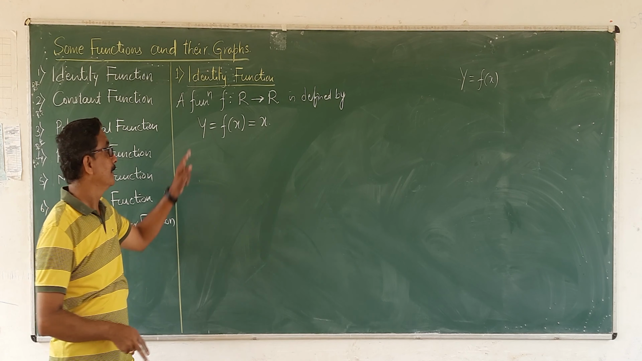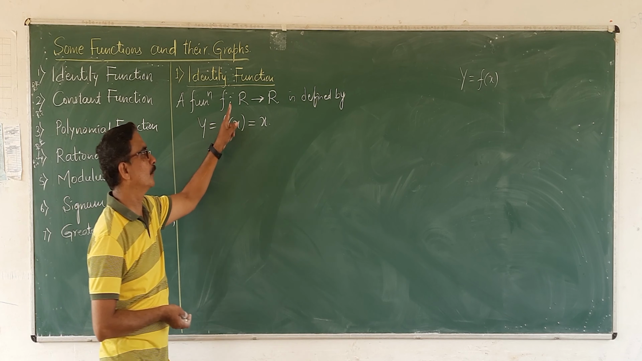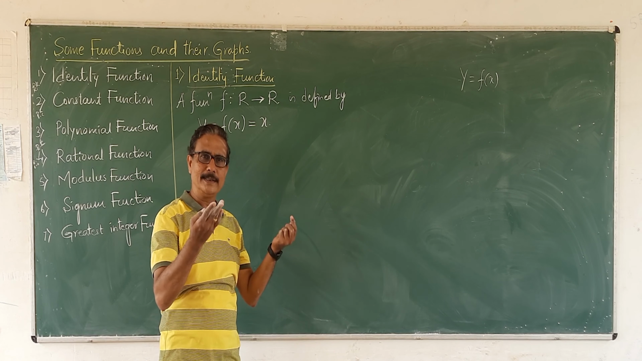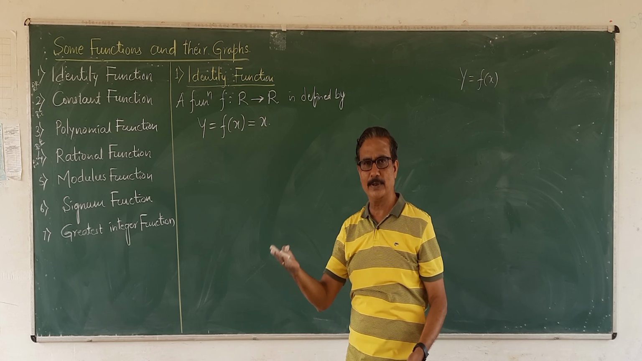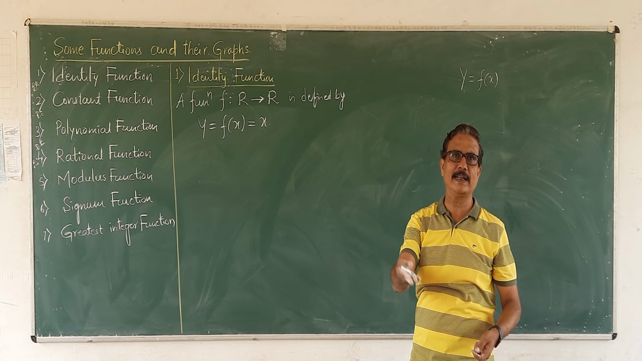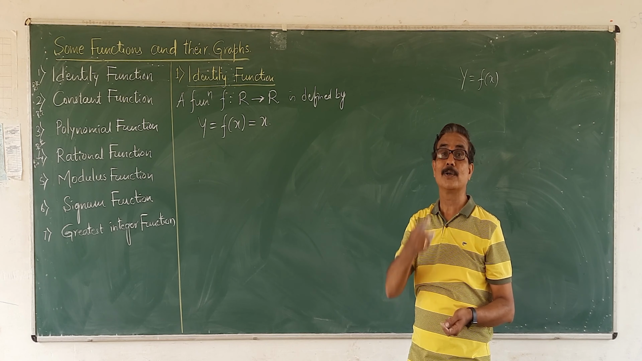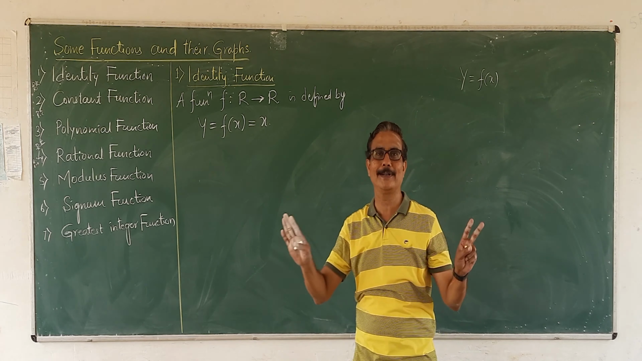Now here remember, define identity function. A function f from set of real numbers to real numbers. You know the definition of real numbers. All numbers are real numbers. Note that every natural number is real number. Every integer is real. Every rational number is real. Every irrational number is real. All numbers are real except root of negative value. If a negative sign comes inside the root, that is not a real number. Remaining numbers are real numbers.